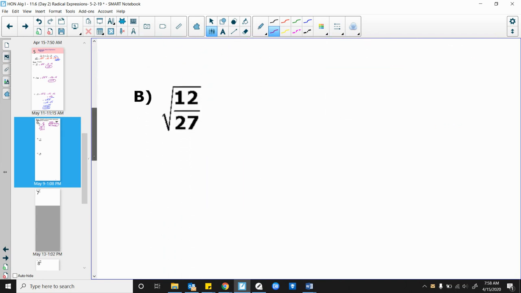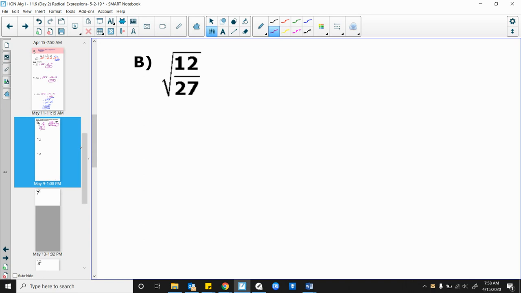Moving on. All right, square root of 12 over 7. Remember, the first thing I want you to do is make sure that our fractions are simplified. In this case, we have a common factor. We can divide both of these by 3.